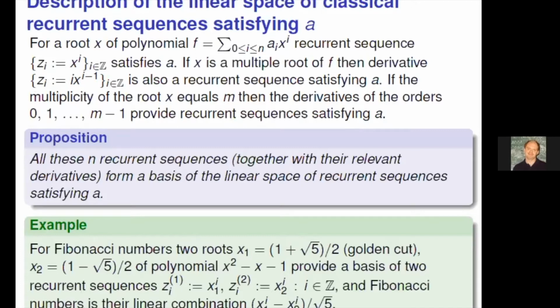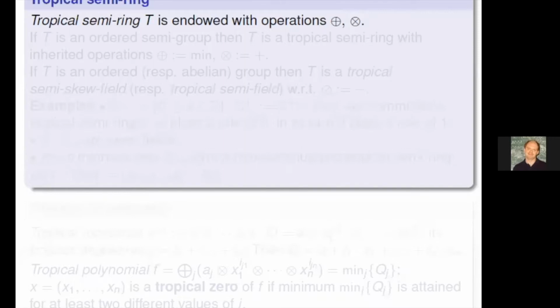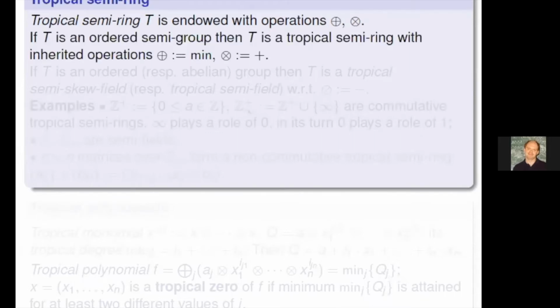Now I will provide a brief introduction into tropical algebra. The main object of tropical algebra is a tropical semi-ring, and it's endowed with two operations. I will denote them in this way: plus, or multiplication in the circle. And the main source of the tropical semi-ring is an ordered semi-group. So mainly you have a semi-group with a linear order, so you can compare any two elements.